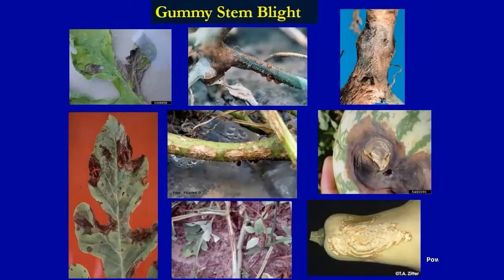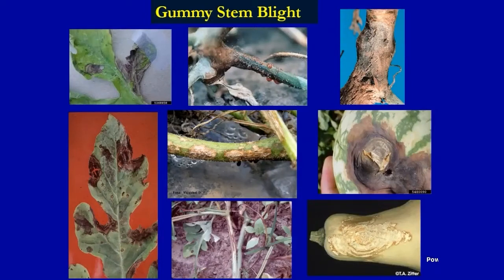A couple of shots on the left, upper one, you can see that little bit different coloration to these target-like lesions in the lobes. Three slides in the center would be the cankers that you might see, different variations. The top picture shows this gummy ooze coming from the stem. I've only seen that once or twice over the years, but it is pretty cool looking as a pathologist, of course. Drier conditions, you might see a tan lesion.